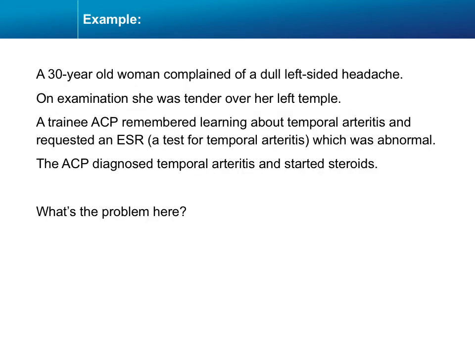Here's an example of why prevalence matters. A 30-year-old woman complained of a dull left-sided headache. She's very tender over her left temple, and the trainee ACP remembered learning about temporal arteritis, so requested a blood test, ESR, a test for temporal arteritis, and it comes back very high. It's abnormal. So the ACP diagnosed temporal arteritis and started steroids. What's the problem?